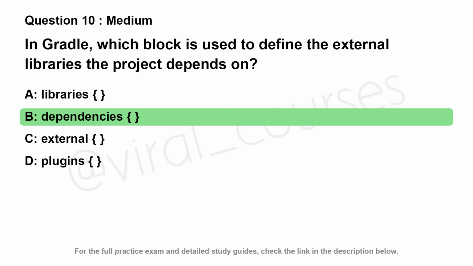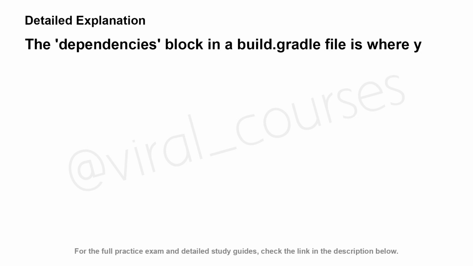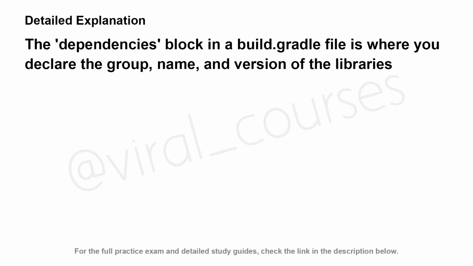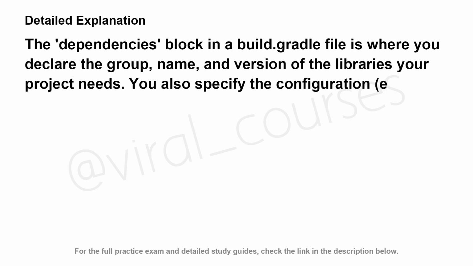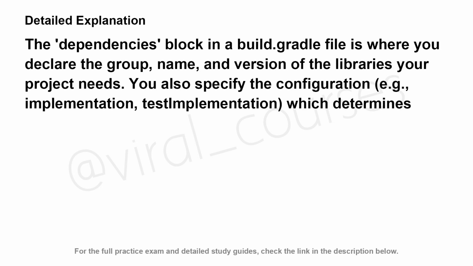The correct answer is B. The dependencies block in a build.gradle file is where you declare the group name and version of the libraries your project needs. You also specify the configuration, e.g., implementation, testImplementation, which determines when the dependency is used.